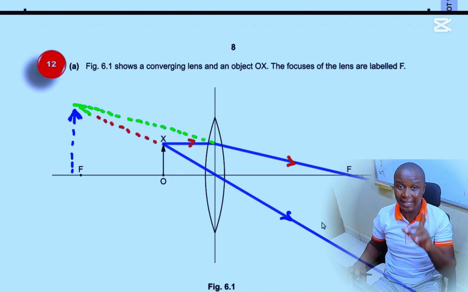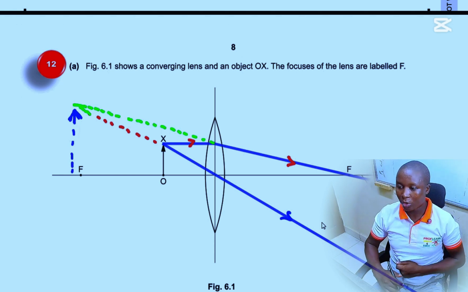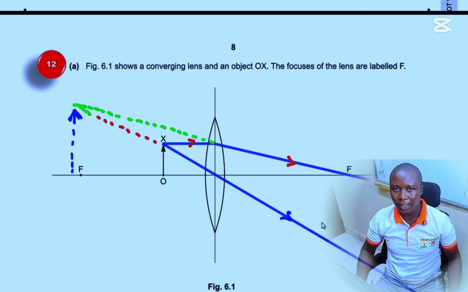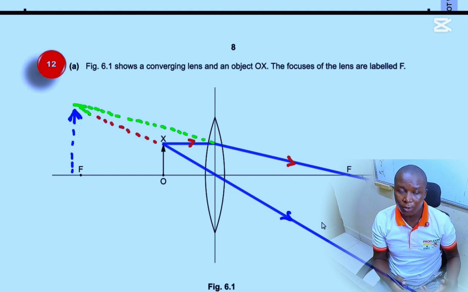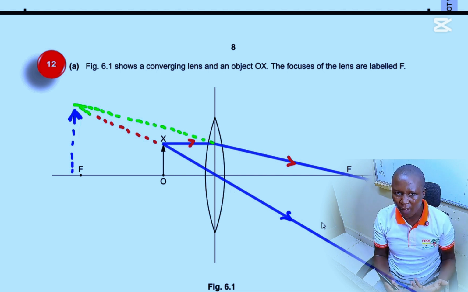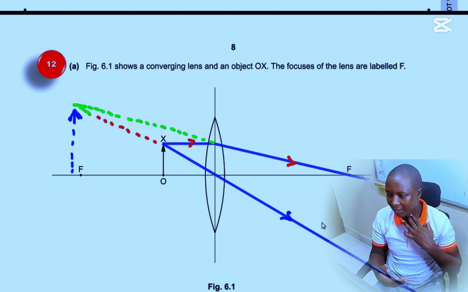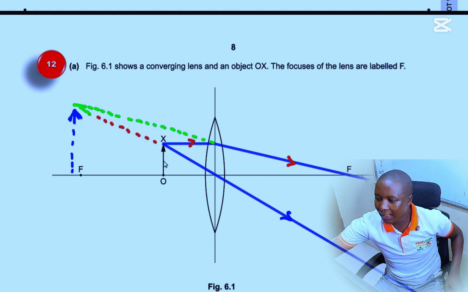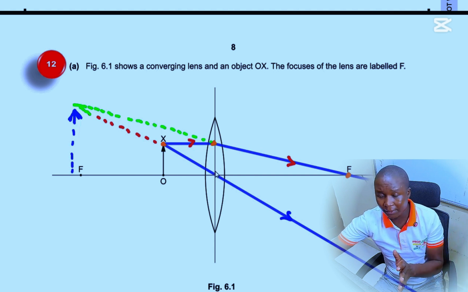Another concept under light waves you're going to learn is how to construct ray diagrams on lenses, and also explaining the characteristics of the images formed by lenses. In this case, from the object at this point, one ray will move parallel to the principal axis. The moment it reaches the lens, it will pass through the principal focus. Another ray will run straight from the object through the center of the lens and be deviated like that.